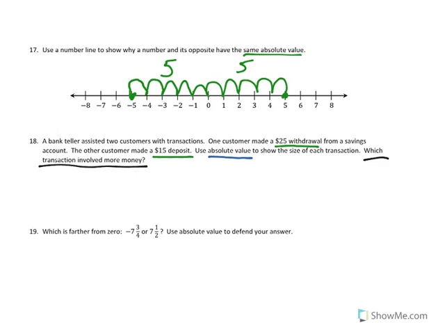So that's the question we're trying to find out. But we have 2 things we have to do. We have to use absolute value. First off, the first one is a $25 withdrawal, so that would be the absolute value of -25. Remember and note, I am not putting in the dollar sign because you don't do that.